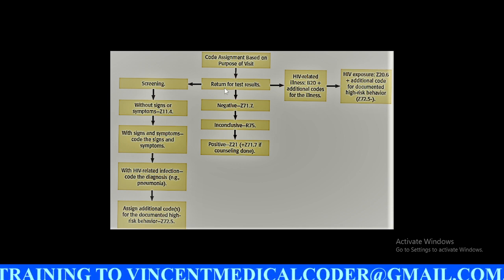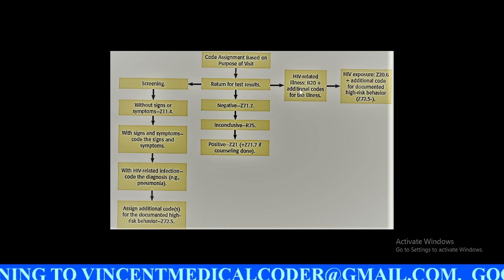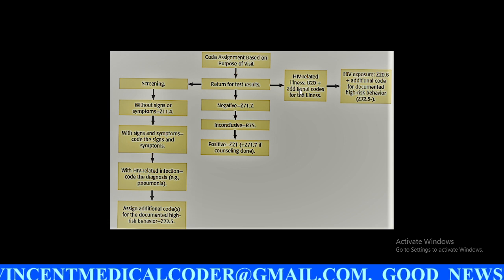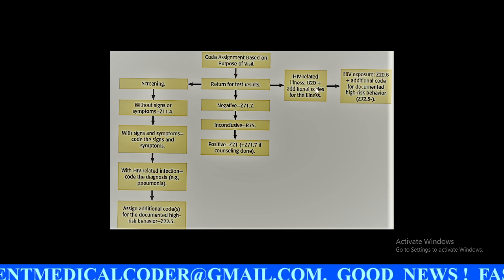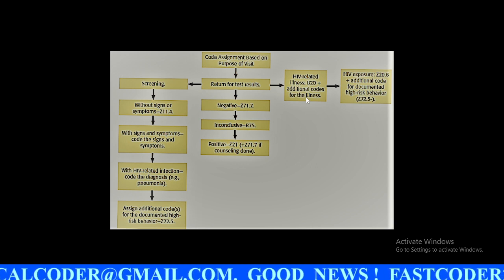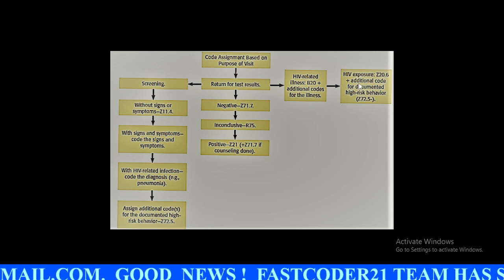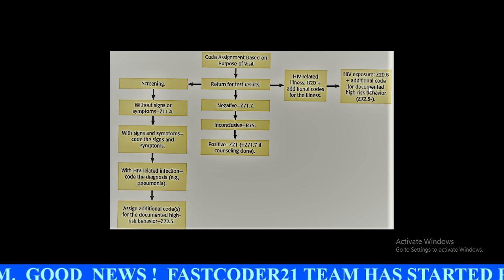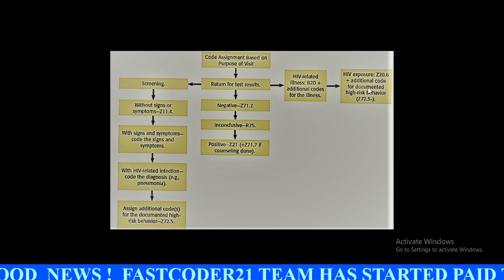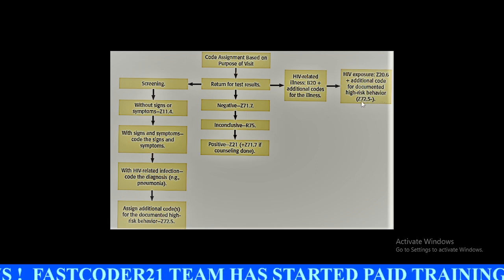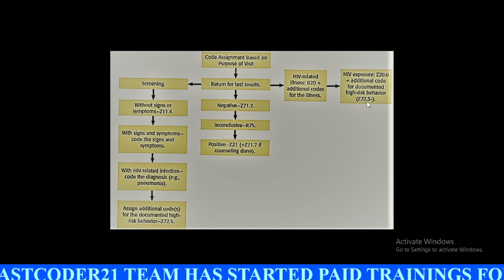Here the patient is coming for test results. If the patient has an HIV related illness confirmed, we need to code B20 plus additional codes for the illness the patient currently has. And also if the patient has exposure to HIV, we need to code Z20.6 plus an additional code for documented high risk behavior using the code Z72.5.